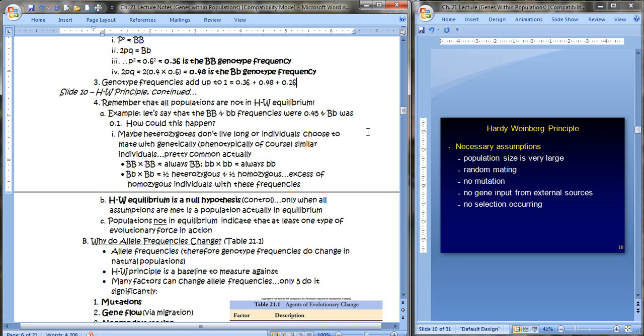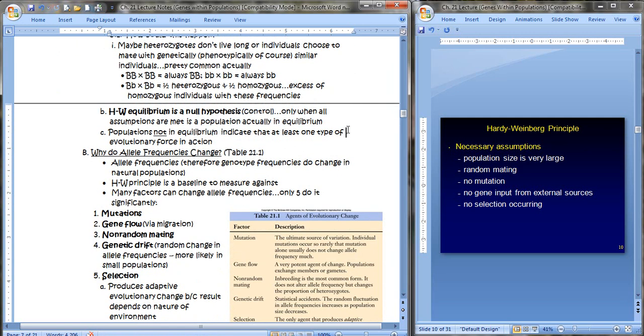Perhaps the heterozygotes don't live as long, or maybe individuals choose to mate with genetically or phenotypically similar individuals, which is actually pretty common. What would happen is if these guys always mated and these guys always mated, then they would have the same genotypes in their offspring. And if two heterozygotes mated, remember that half of their offspring actually create homozygous individuals. So you create quite a bit of homozygosity in that case.